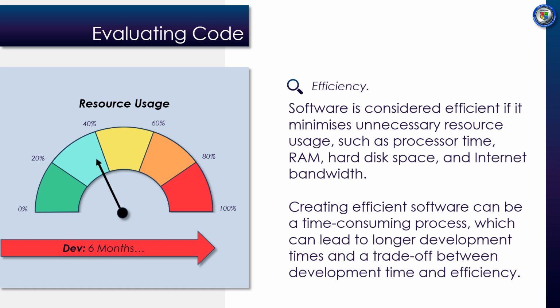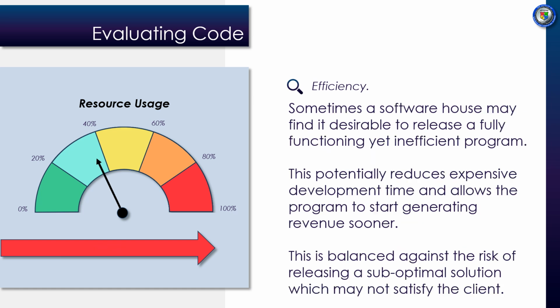Creating efficient software can be a time-consuming process, and that can lead to longer development times. That becomes a trade-off between development time and efficiency. Very occasionally, a software house may find it desirable to release a fully functioning yet inefficient program. That potentially reduces the expense of development time and allows the program to start generating revenue. However, this is balanced against the risk of releasing a suboptimal solution which might not satisfy the client.